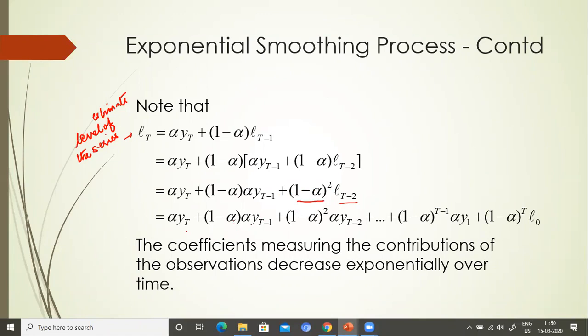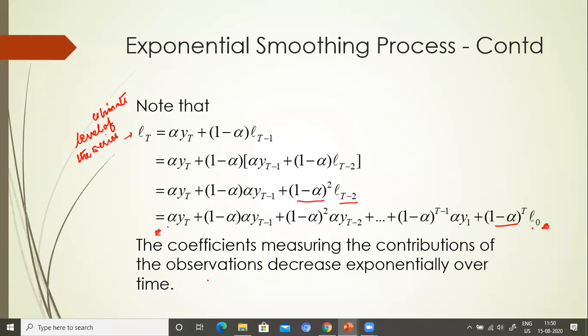Okay, so you can see the exponential decay in the relationship here. As we go on and on, all the way up to the initial estimate, the initial estimate is going to be (1 minus alpha) to the power t times L0. So this one will have the least amount of impact, and this value will have the most amount of impact. If alpha is 0.1, this is going to have the most amount of impact. The coefficients measuring the contributions of the observations decrease exponentially over time.